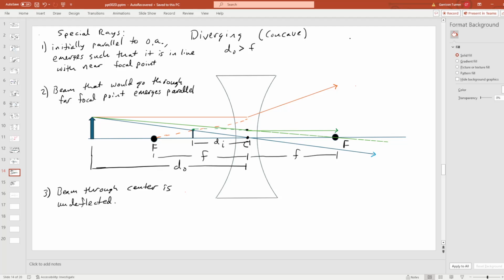And the general conclusions are: one, your image is virtual, since it does not exist from actually convergent light beams, because the actual light beams are diverging on the other side. Number two, the image is upright. And number three, the magnification is less than 1 because my image height is smaller than my object height. So these are the general conclusions for when your object distance is larger than your focal length for a diverging lens.